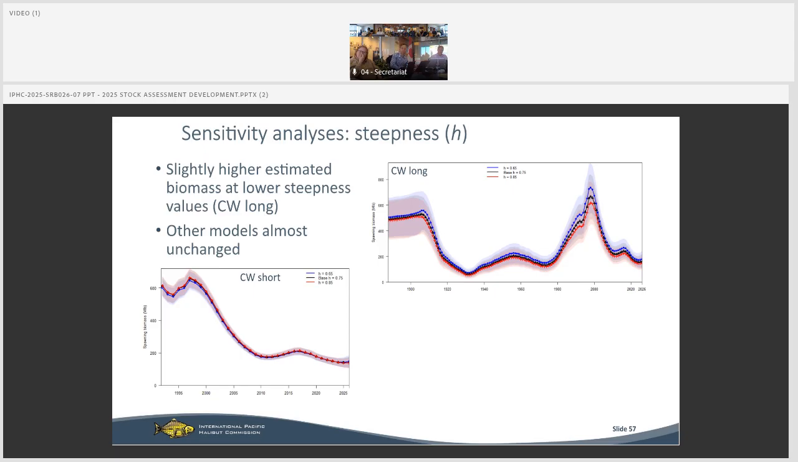So if we were to force the model to have a lower steepness, we would have a bigger biomass. I think that's the conclusion. Yes.